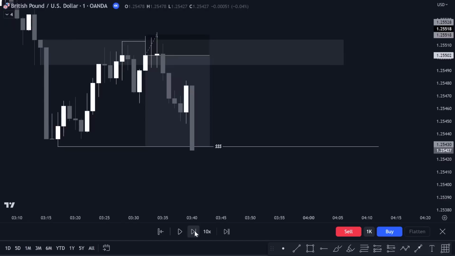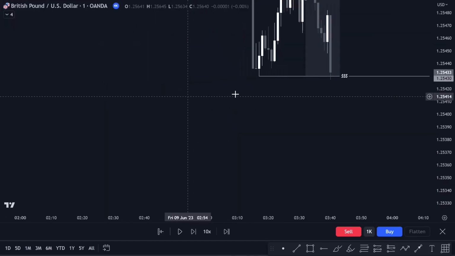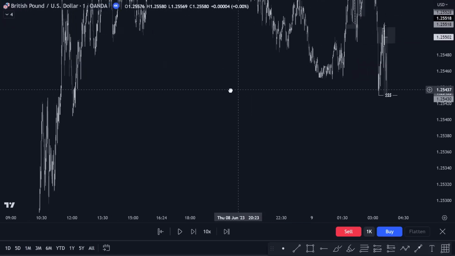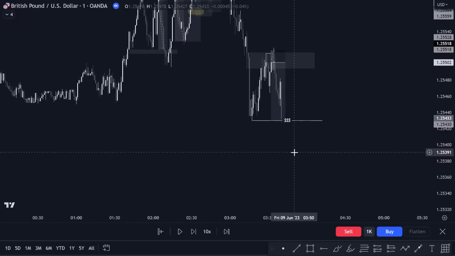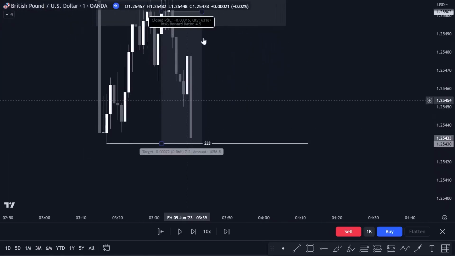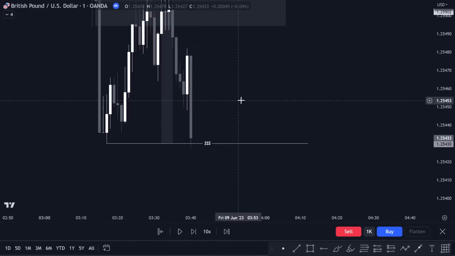Now price goes down. Now this is a little bit of liquidity. Let me think now. This one was taken. Okay, I'll be taking a trade here. So this is a losing trade. Let me just take it out of the way.